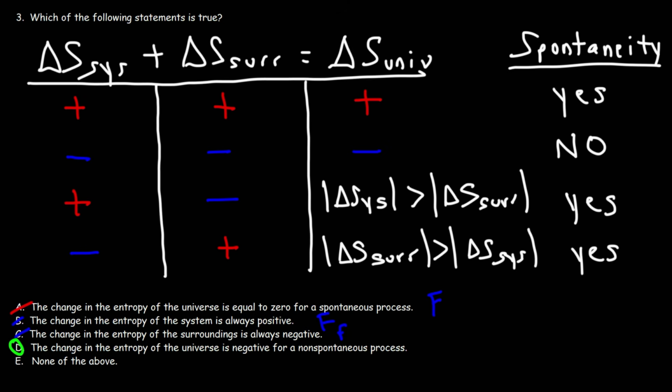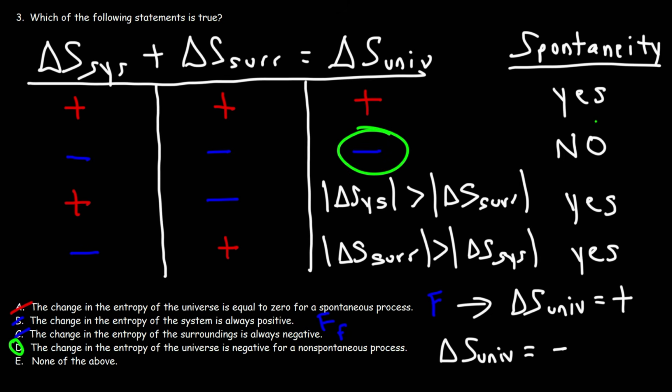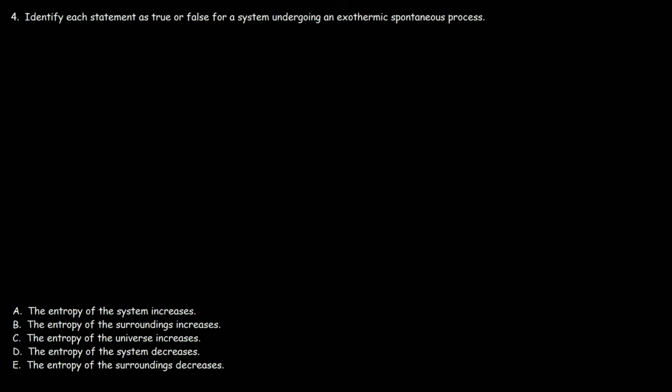The change in the entropy of the universe is negative for a non-spontaneous process. We talked about that in the previous slide before I created this page. So for a non-spontaneous process, it's going to be negative. But for a spontaneous process, the change in the entropy of the universe is positive. And we can see that here. If delta S of the universe is negative, it's not going to be spontaneous. So D is the answer. It's the true statement here.